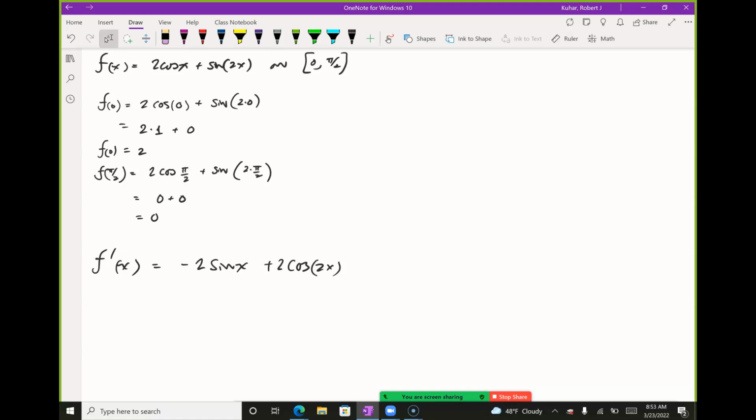2 cos. Oh, I guess it's because of the interior. Yeah, sine of 2x: derivative of the outside is cos, derivative of the inside is 2. So cos of 2x times another 2, yeah.